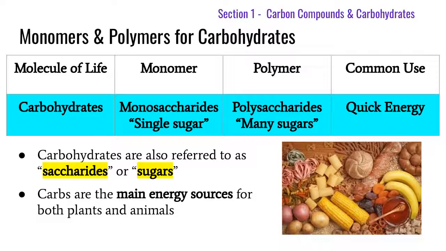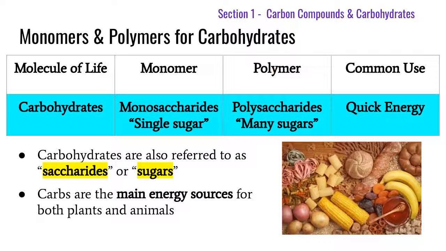Carbohydrates are also sometimes referred to as saccharides, so that's kind of a hard term to say, saccharides, or we call these things sugars. So a lot of us really like carbohydrates, and they have these sugars that give us energy. So when we talk about the monomers, we are going to call them monosaccharides, and that makes sense. Mono means one, saccharide means sugar, so single sugar or one sugar is the monomer, so that makes perfect sense.